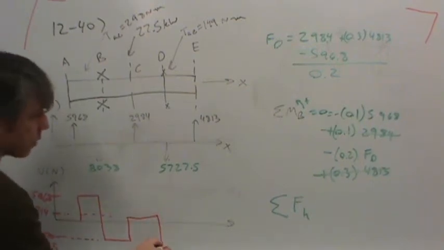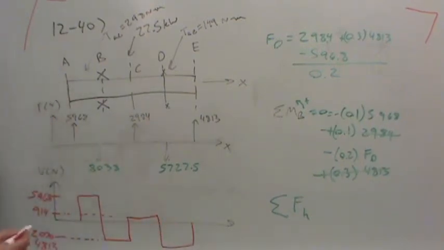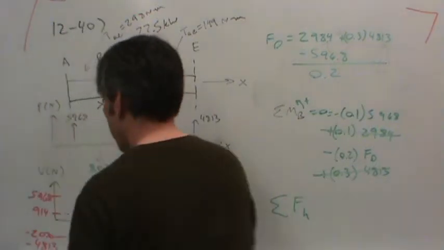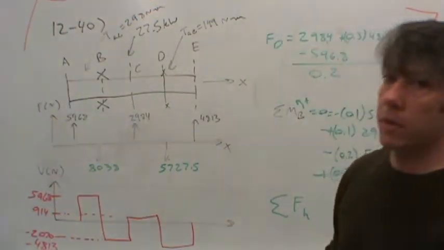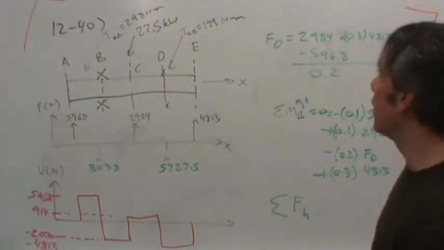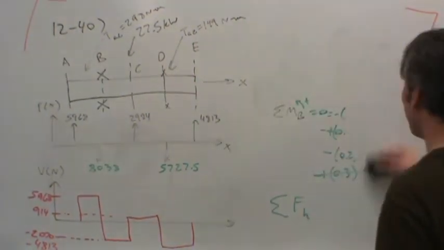And of course, then we go over and we get a nice verification that we did it right, because the last load is 4813, which cancels the negative shear. Okay, so there's the shear diagram. Now this is just the horizontal plane. We have to do this in the vertical plane also. I know, these problems are really long.